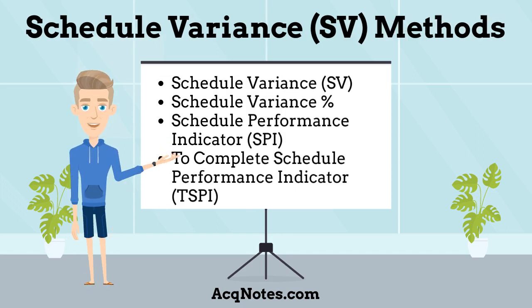There are four different schedule variance methods. These are: schedule variance, schedule variance percent, schedule performance indicator, and finally, to complete schedule performance indicator. These are the four different SV methods. I will go into more detail on each one next.